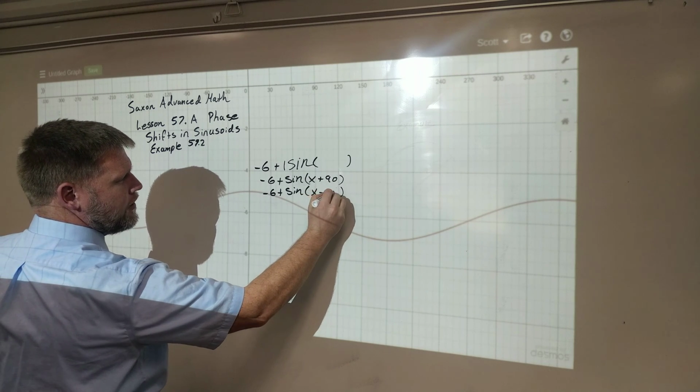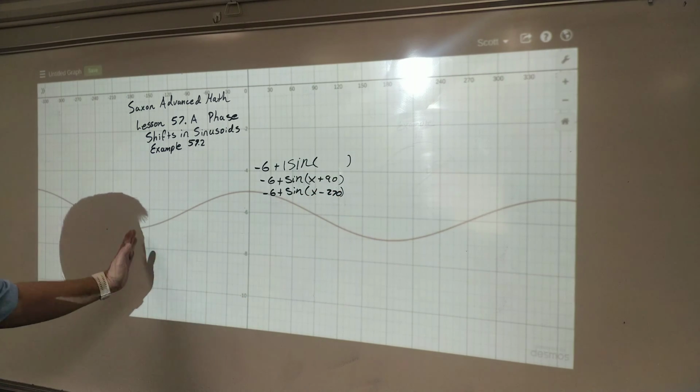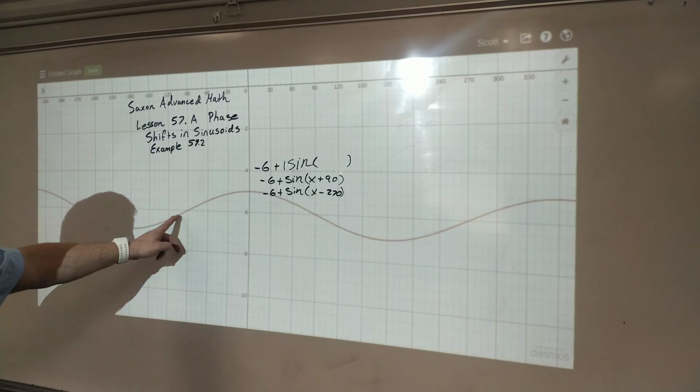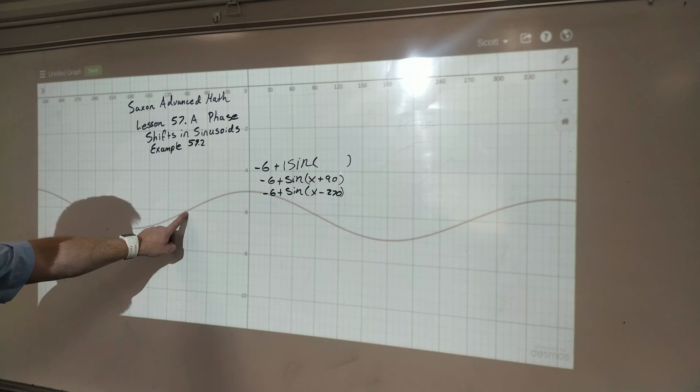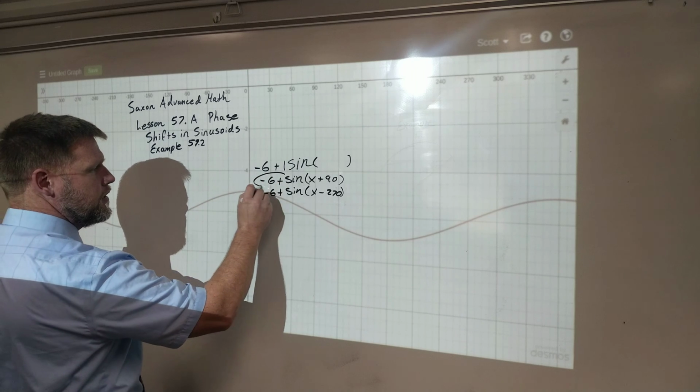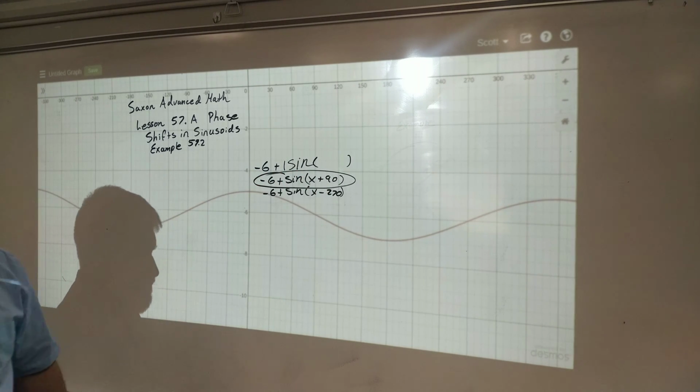Okay, and that's fine. I could look at it and say I could go all the way up to 270, or I could go back here. This is going to be the shorter one, and so I'm going to use this as my phase shifted answer.